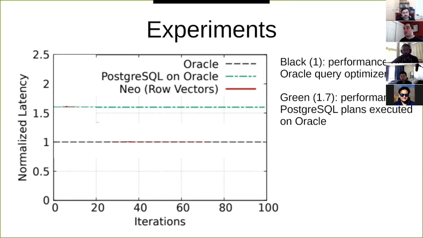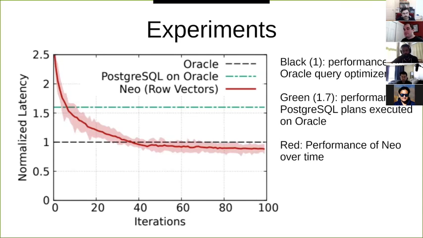Now, for this experiment, we use the Postgres open source optimizer as our expert. So we started training at that sort of 1.7 mark. And this is the learning curve that we ended up with. So you'll notice that we were beating Postgres by around iteration 20. It takes around iteration 40 in order for us to catch up with Oracle. That represents about 24 to 30 hours of training time-wise.